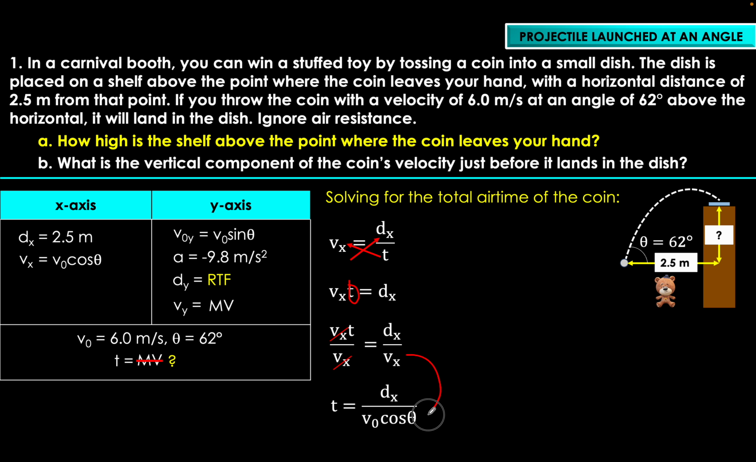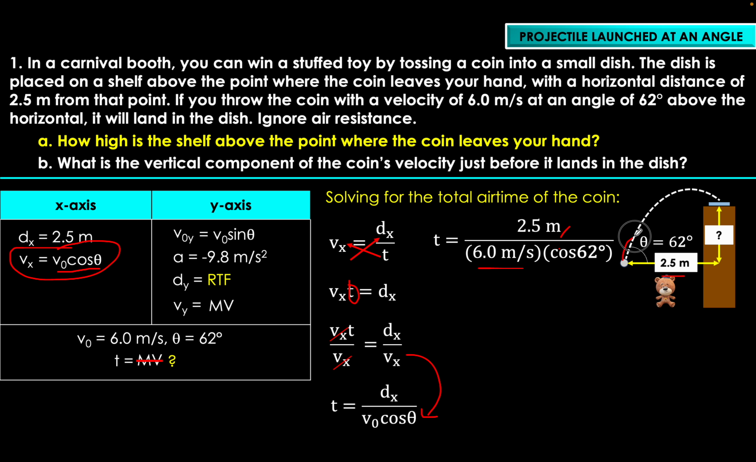Miss, why did you replace v sub x with this? Well, simply because to solve for v sub x, you need to do v naught times cosine theta. And if you plug in the given variables, this is the horizontal displacement of our coin, and then the initial velocity in this actual trajectory, pointing in this curved path, is 6 meters per second, cosine 62, because this velocity is launched at a 62-degree angle above the horizontal.